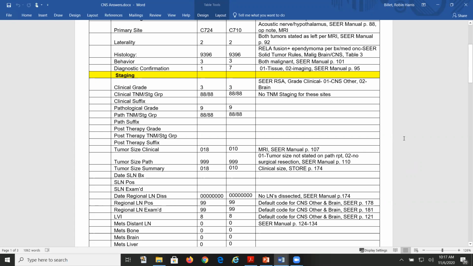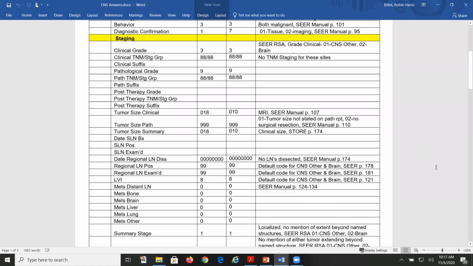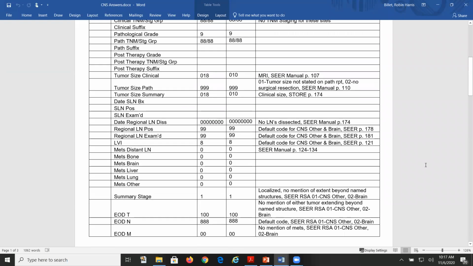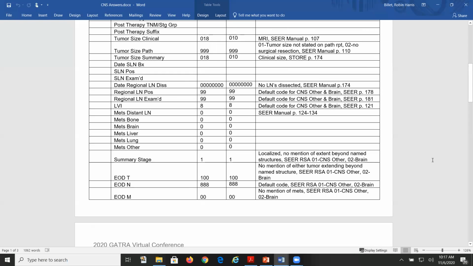Tumor size path is 999 for both as no surgical resection. Tumor size summary is 018 for sequence 1 and 010 for sequence 2. The sentinel lymph node biopsy codes we can leave blank as these do not apply for these primary sites. The date of regional lymph node dissection is 0s. Regional lymph nodes positive and examined are 99. These are the default codes for these primary sites. Lymphovascular invasion is 8. These are the default codes for these primary sites.